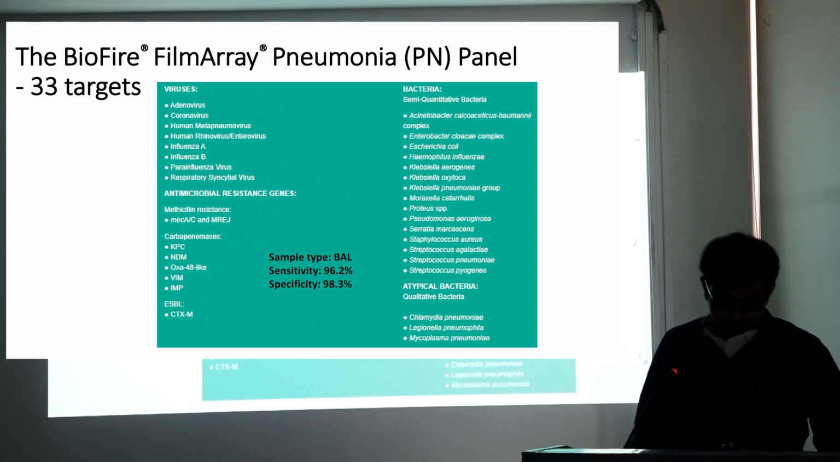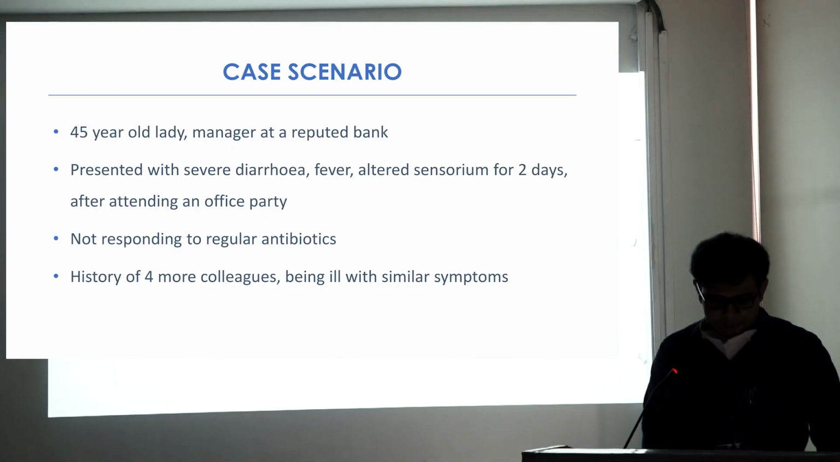Here you have multiple viruses and various other bacteria. You can also have a look at the MEC-A gene or the KPC, NDM or oxalike gene. You can also get the CTXM. So various antimicrobial resistant genes are there. You can have a look at that. You can get the identification of the organism as well. The sensitivity and specificity are good enough, around 96 to 98%.